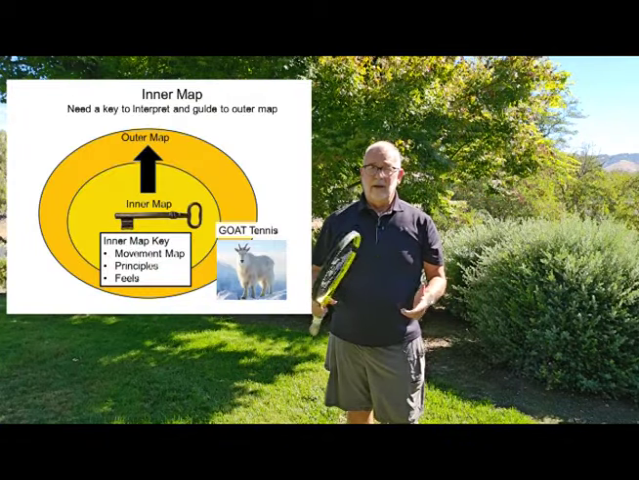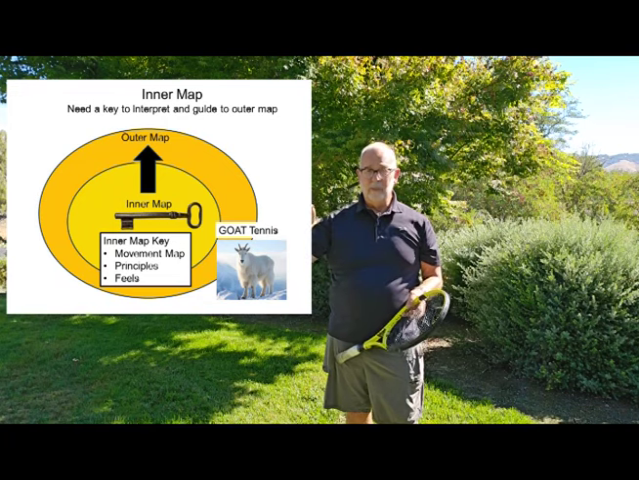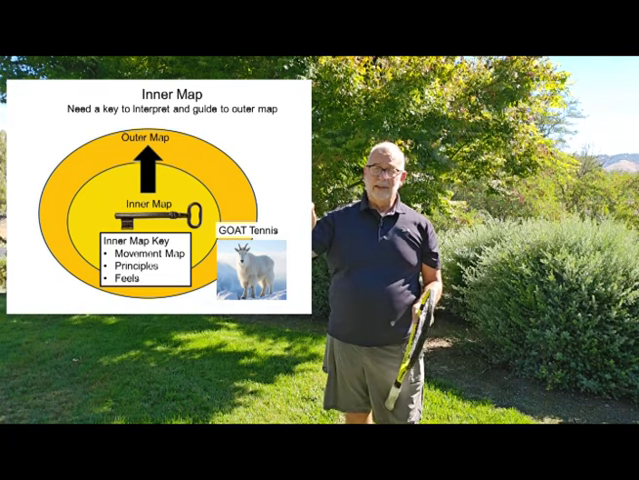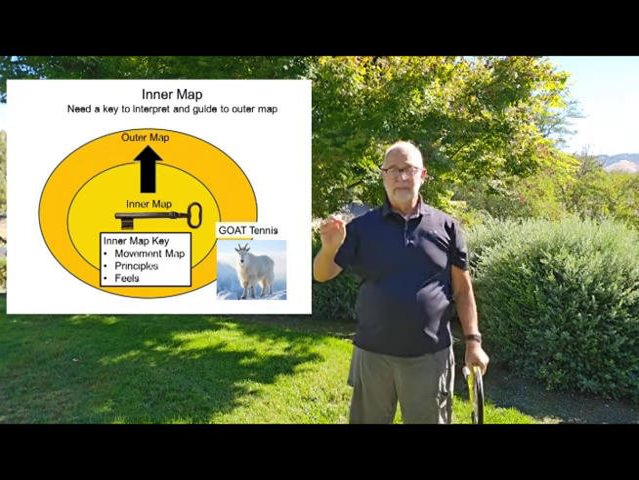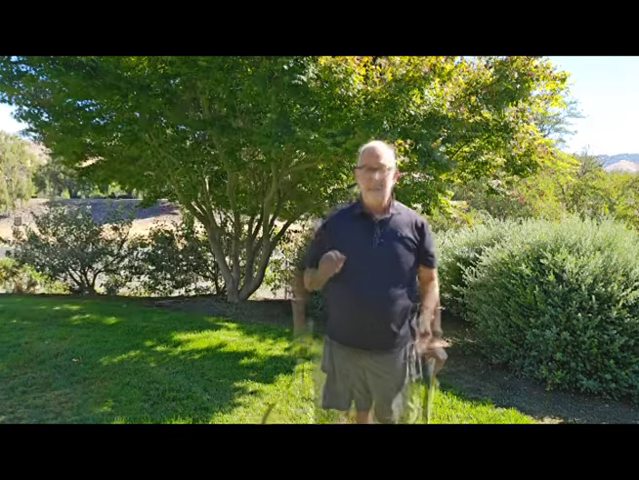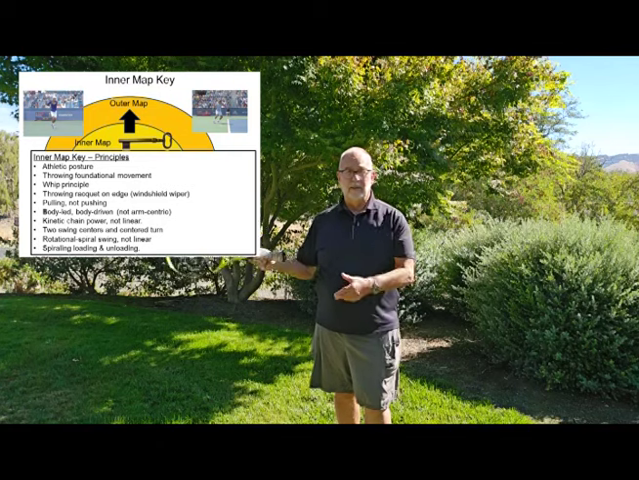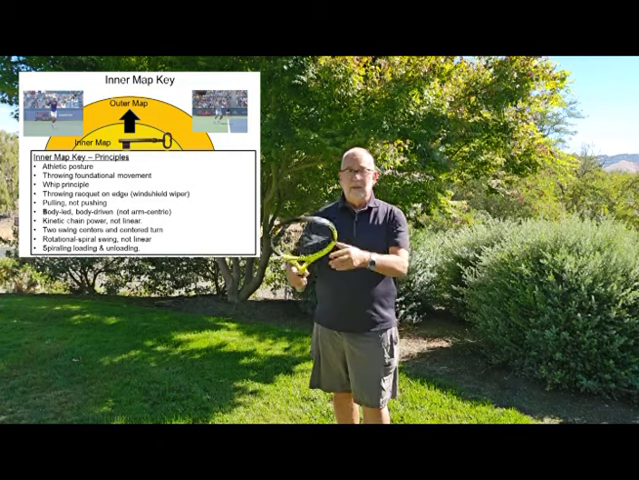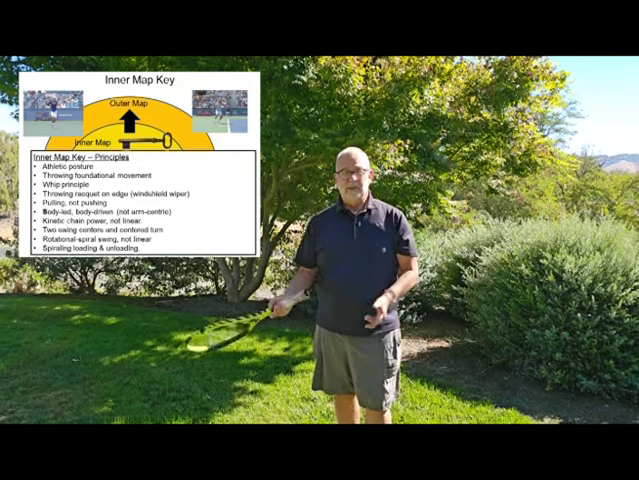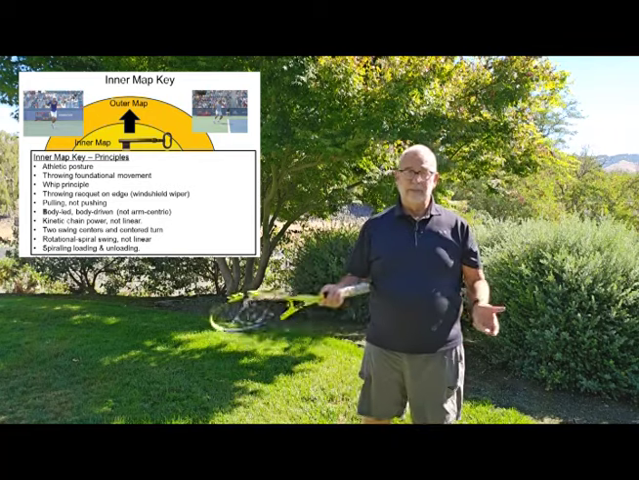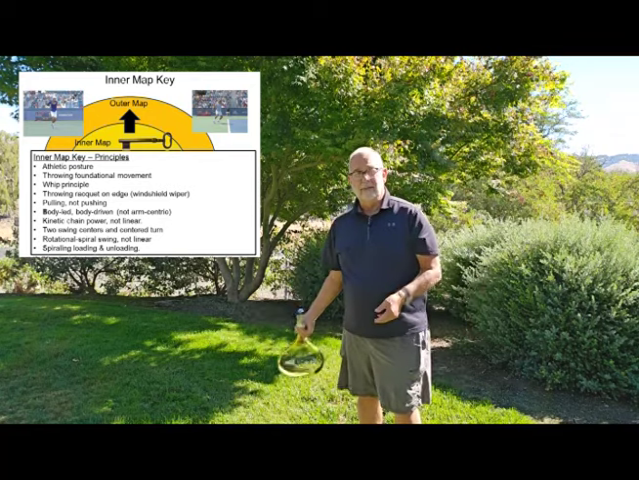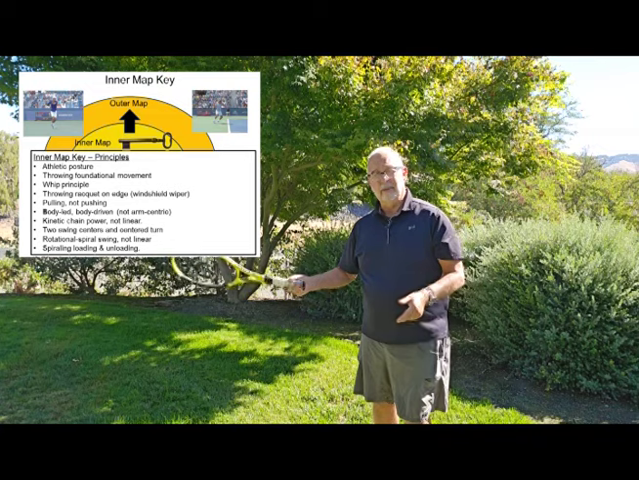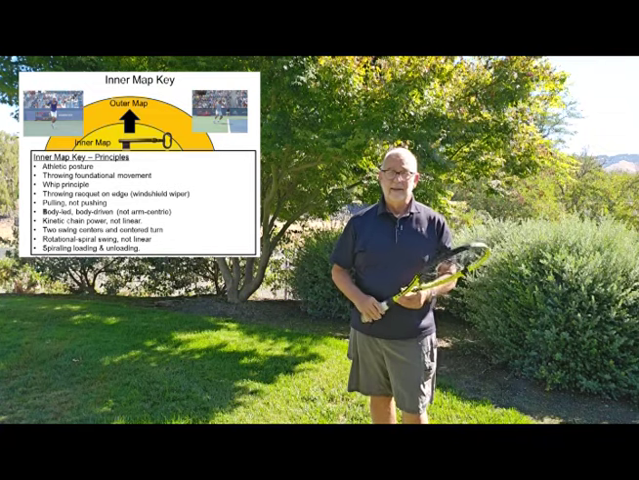But as I've said all along, in order to understand the movement map, we have to understand the principles and feels. That's the inner map. So in this series of lessons on the topspin forehand, we've been working our way through the principles and feels, the major principles and feels of this topswing movement process.